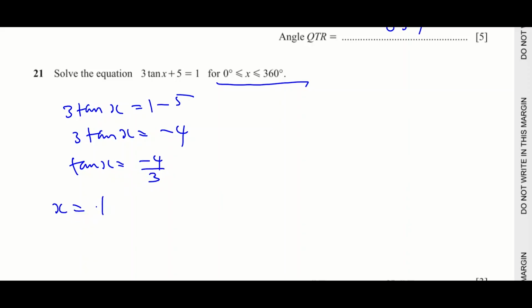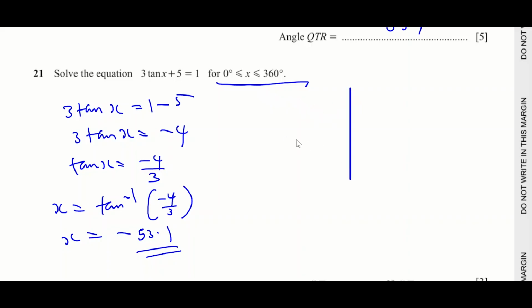Then x will be equals to, if we take tan inverse of both sides, x will be equals to negative 53.1. But this is outside the range, so we need to find other values of x that will fall inside this range. So we can draw this like this, and we have something like this. The implication of this is that, ordinarily the angle should move like this. So this angle will now move like this because this is negative. So we'll put 53.1 here.